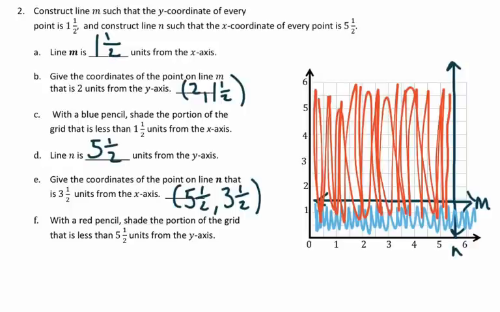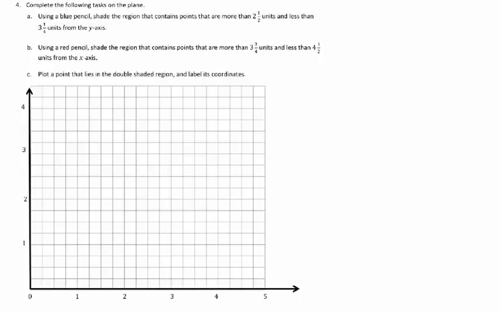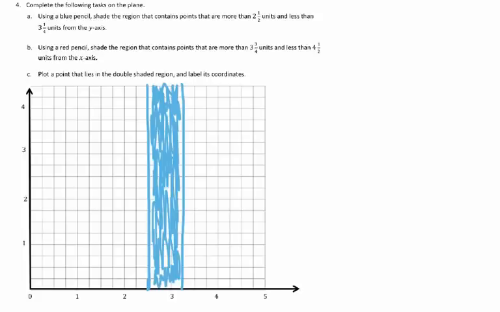Okay, so let's look at the next homework question, and that's going to be homework question number 4. And it says complete the following tasks on the plane. Using a blue pencil, shade the region that contains points that are more than 2.5 units and less than 3 1/4 units from the y-axis. Okay, so there it is there. It's more than 2.5 units and less than 3 1/4 units.